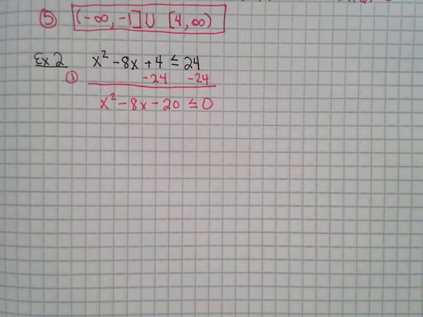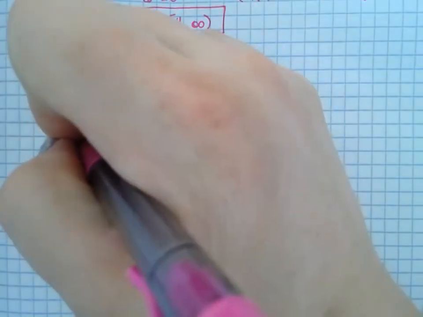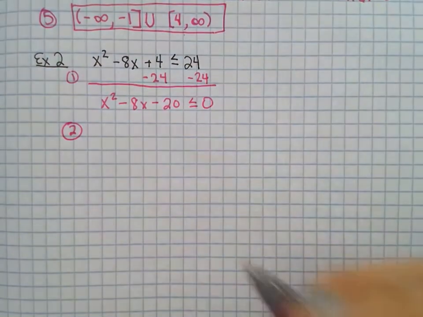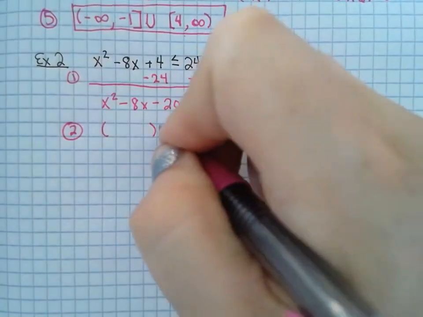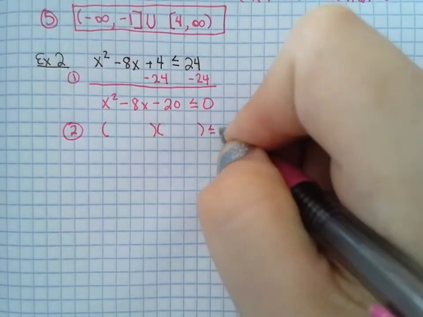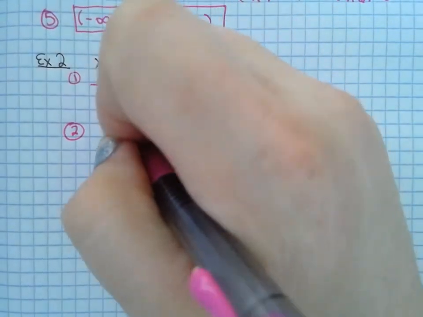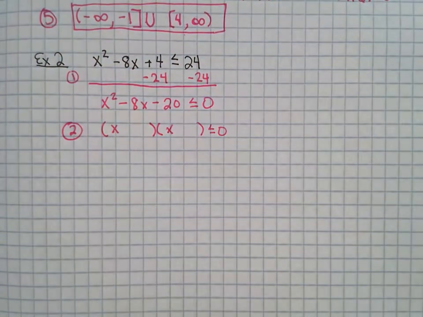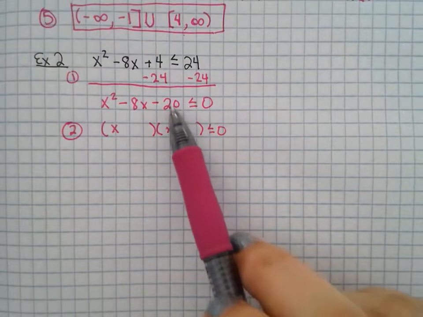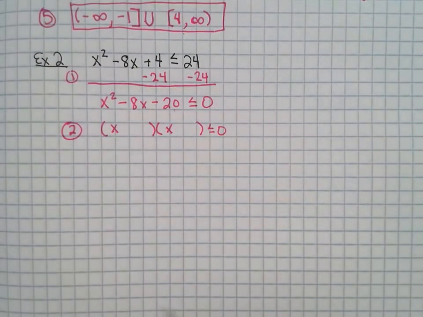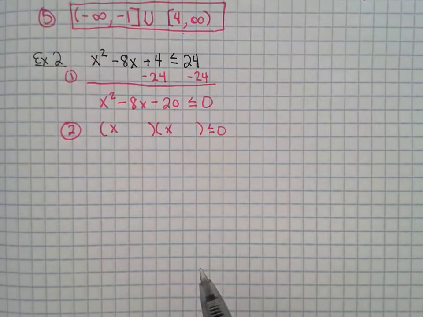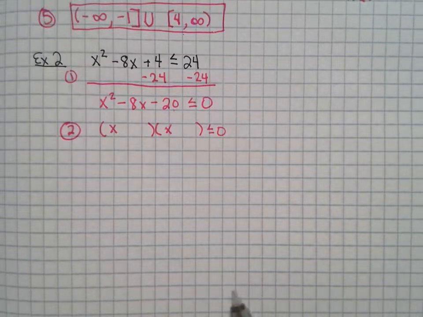Okay, step 2, factor. So this is another easy kind because the leading coefficient is 1. So my first positions are just going to be x times x. What factors of negative 20 sum to a negative 8? Negative 10 and positive 2.